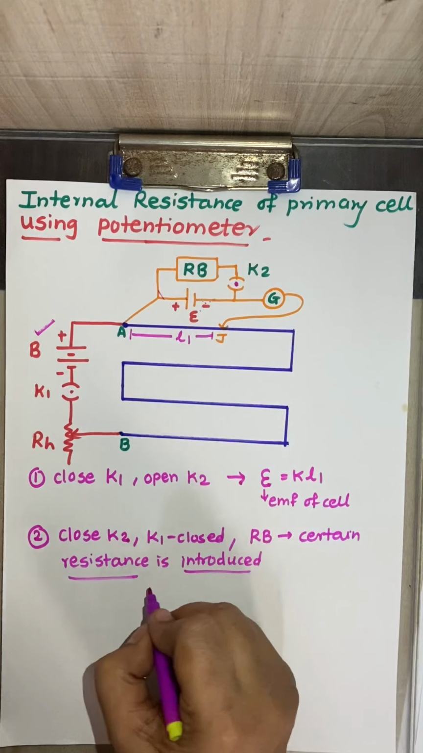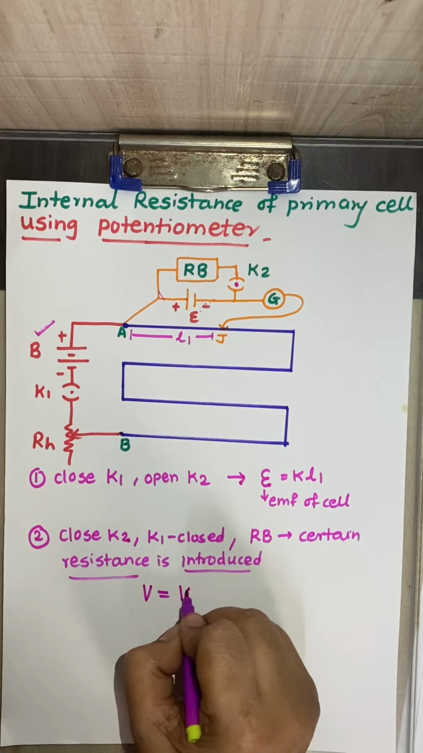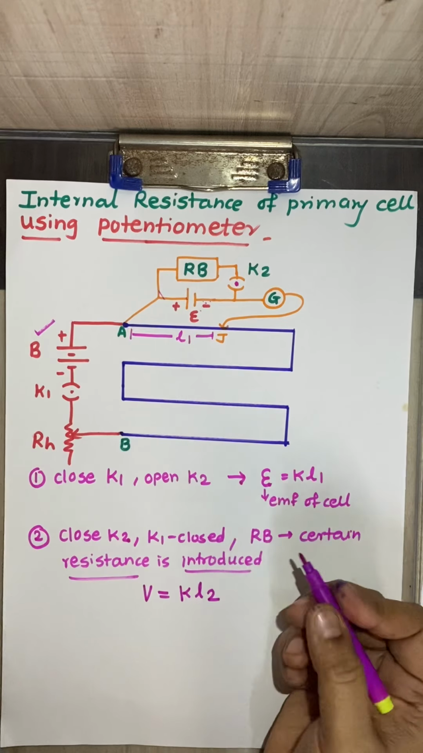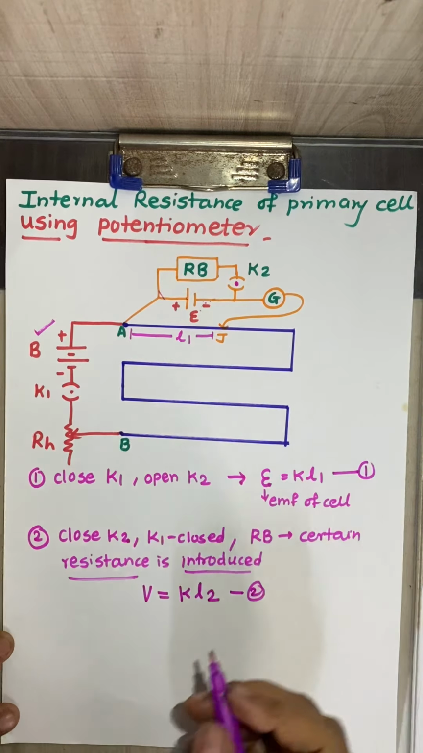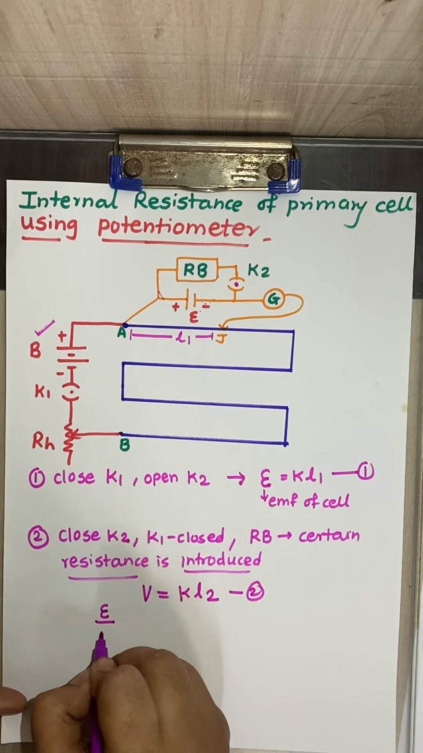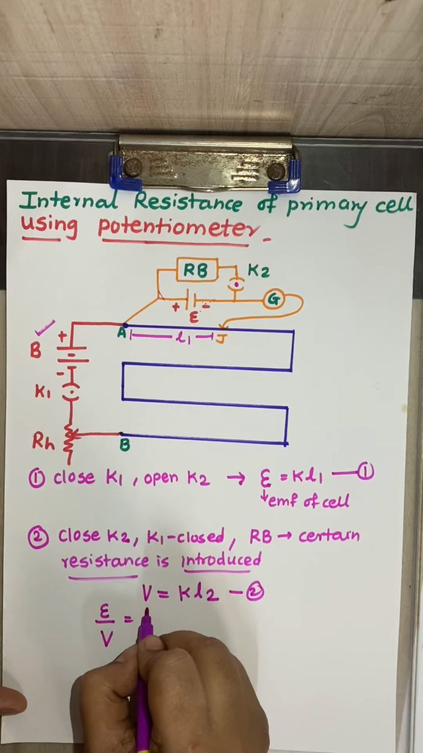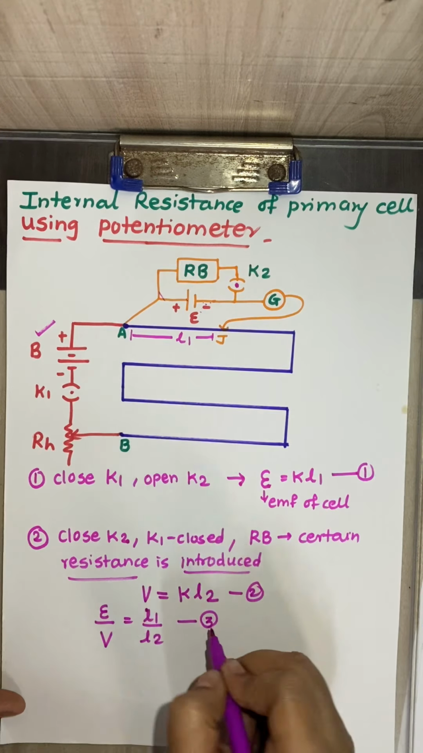Then what happens? This terminal potential difference is balanced, that is nothing but KL2. Now this is the first equation I got, this is the second equation I got. Now by these two equations, E by V is equal to L1 by L2. This is the third equation.